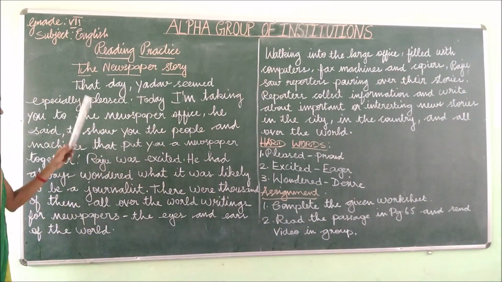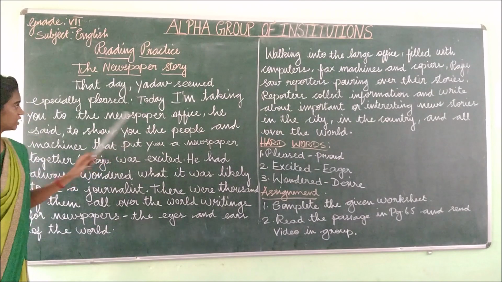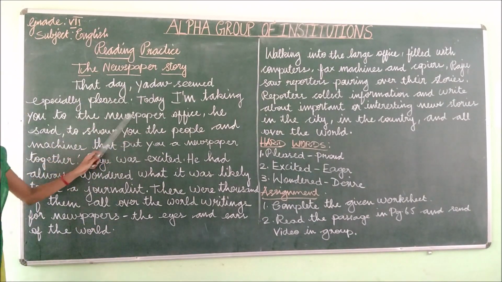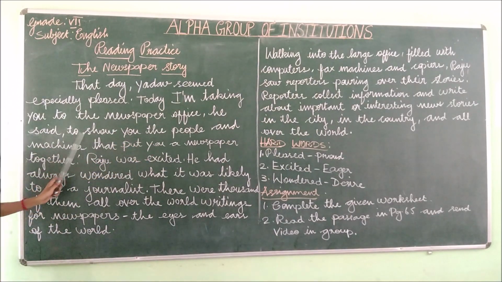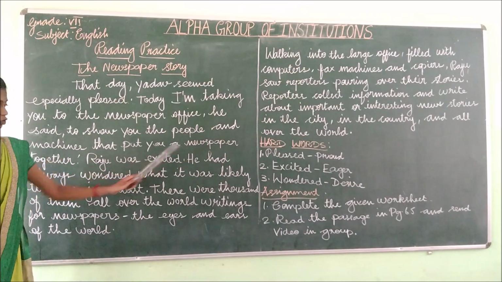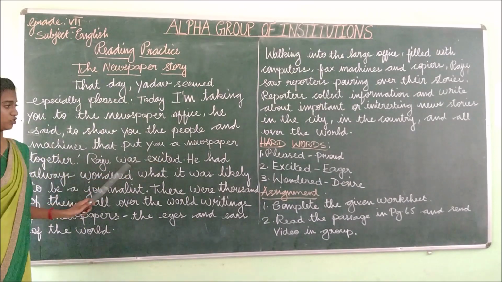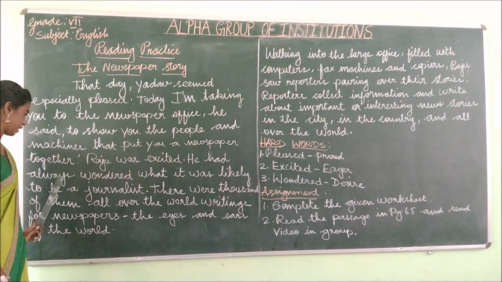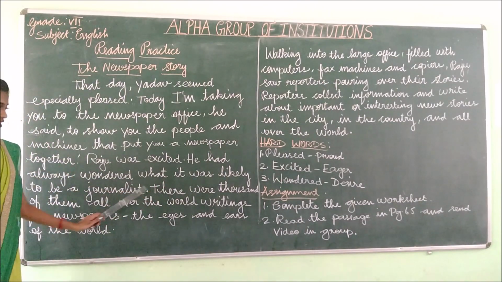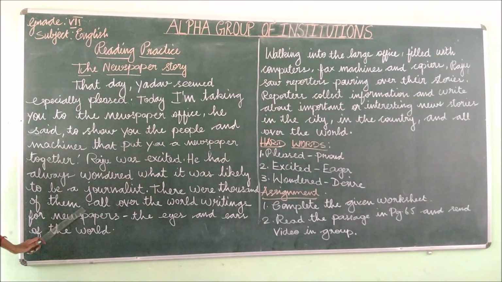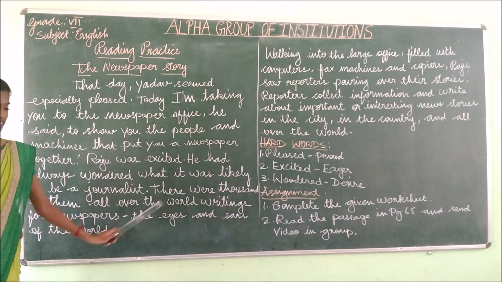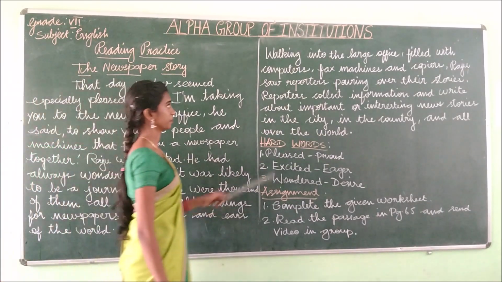Shall I read this passage once again? Today I am taking you to the newspaper office, he said, to show you the people and machines that put you a newspaper together. Raju was excited. He had always wondered what it was like to be a journalist. There were thousands of them all over the world, writing for newspapers, the eyes and ears of the world.